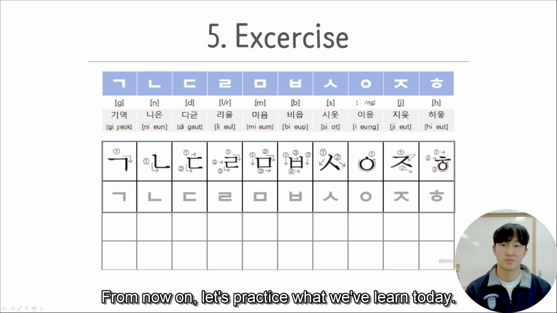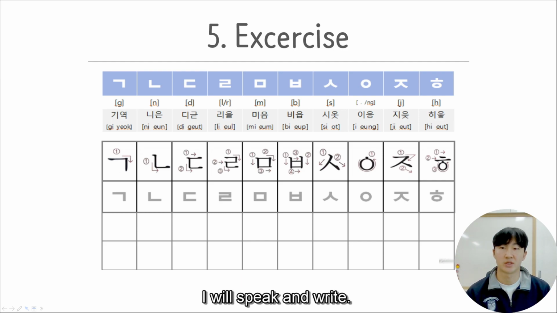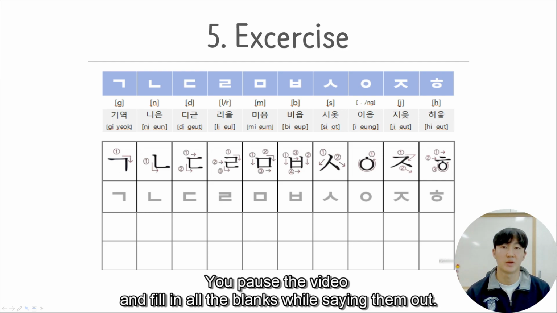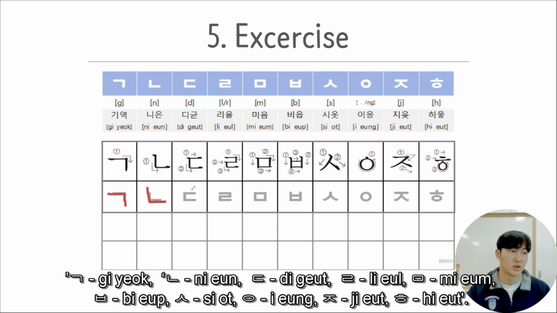From now on, let's practice what we've learned today. First, let's practice writing consonants in the correct order. I will speak and write. You pause the video and fill in all the blanks while saying them out. Okay, let's go. 기역, 니은, 디귿, 리을, 미음, 비읍, 시옷, 이응, 지읒, 히읗.